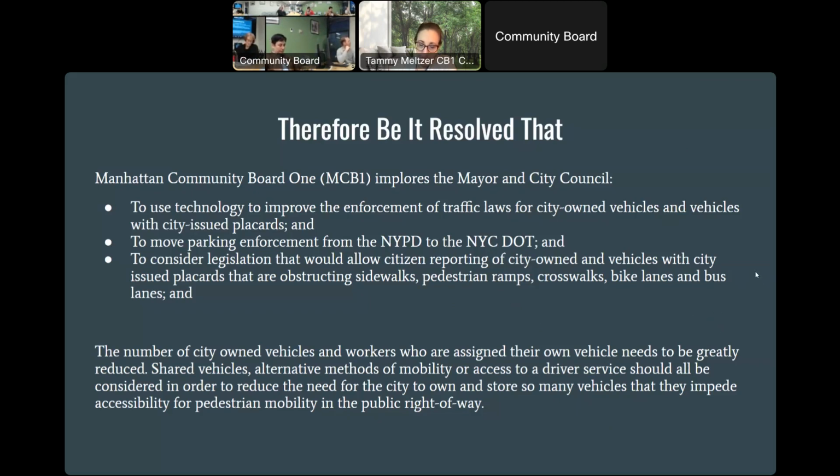Just bullet 3, it says city issued placards. I do know placards get issued by a lot of different authorities, they could be issued by state or by federal, so you might not want to limit it to just city issued. I'd like it to say government issued. That'll get us city, state, and federal.